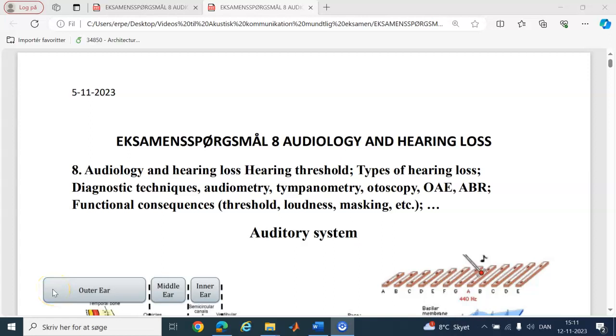Audiology and hearing loss: hidden threshold, types of hearing loss, diagnostic techniques, audiometry, tympanometry, otoscopy, OAE, ABR, functional consequences, threshold, loudness, masking, etc.